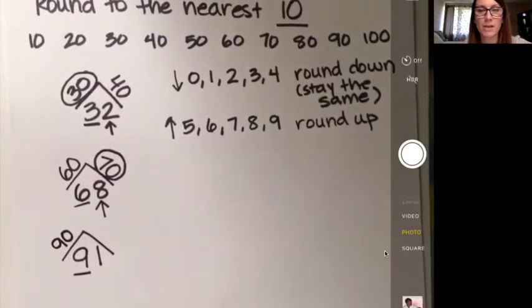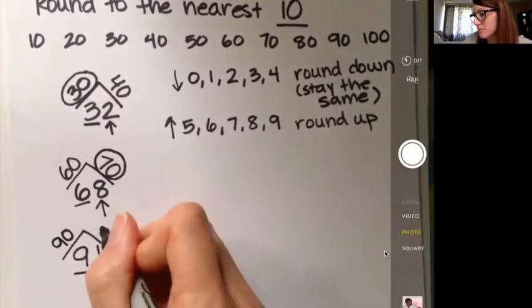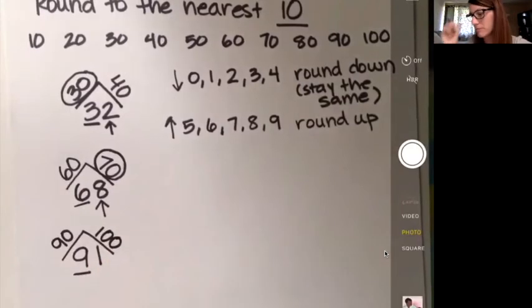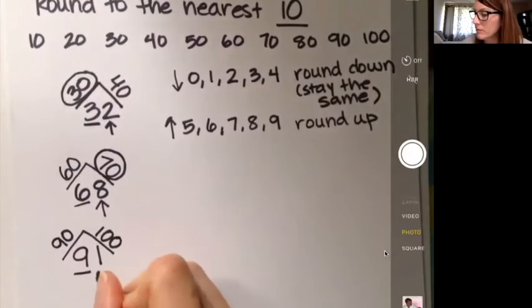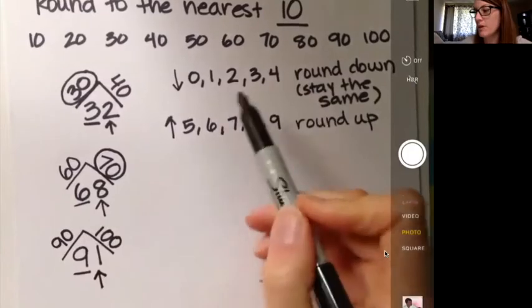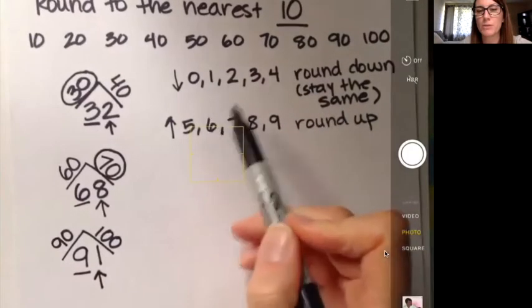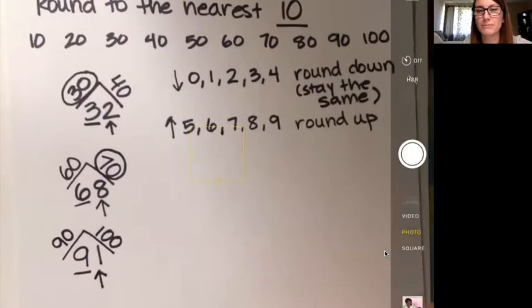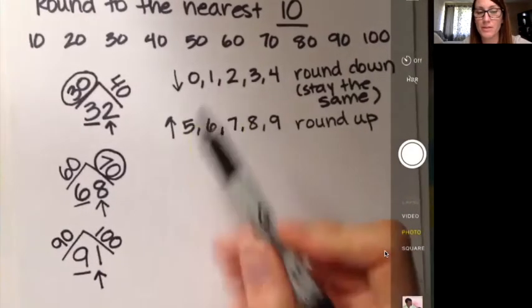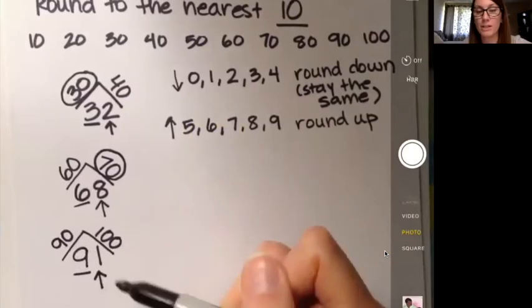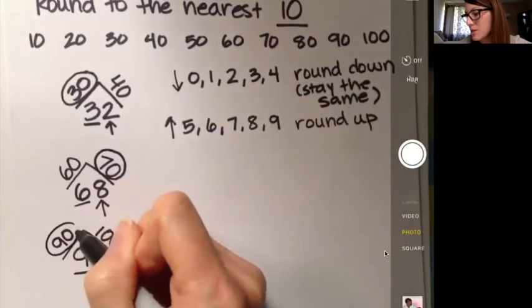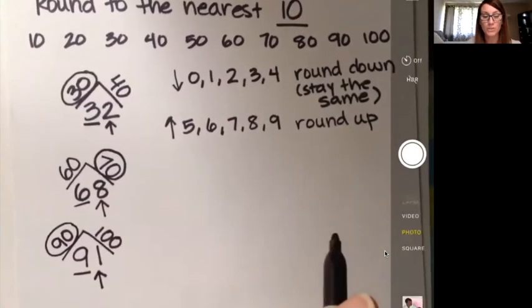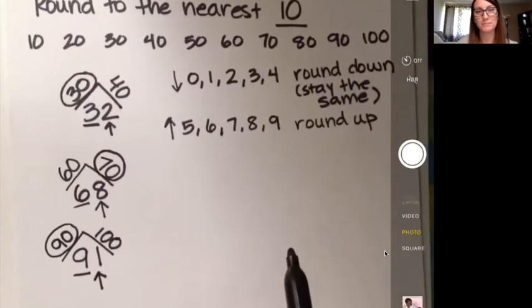Then I want to think about, okay, what's the 10 that comes after 90? Well, 90 plus 10 is 100. Now I'm going to take a look at that 1, put my little arrow. If I look up here, does 1 ask me to round down or round up? Round down, right? So I'm going to pick the smaller number here. That means that 91 is closer to 90 than it is to 100. So 91 rounds to 90. Okay? Your turn to try one.